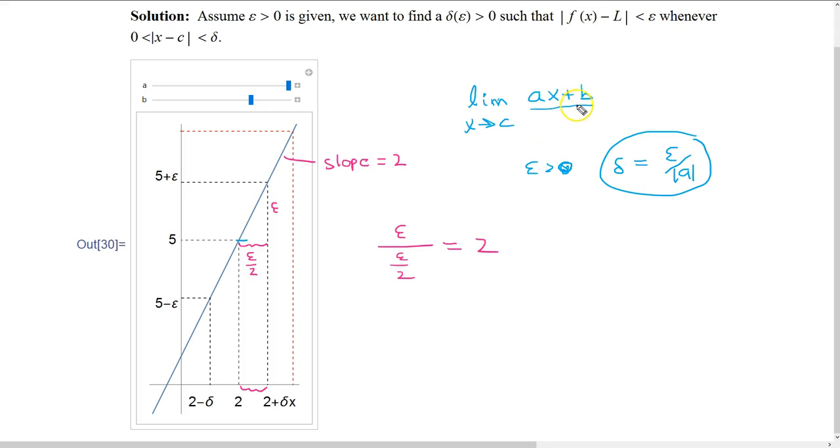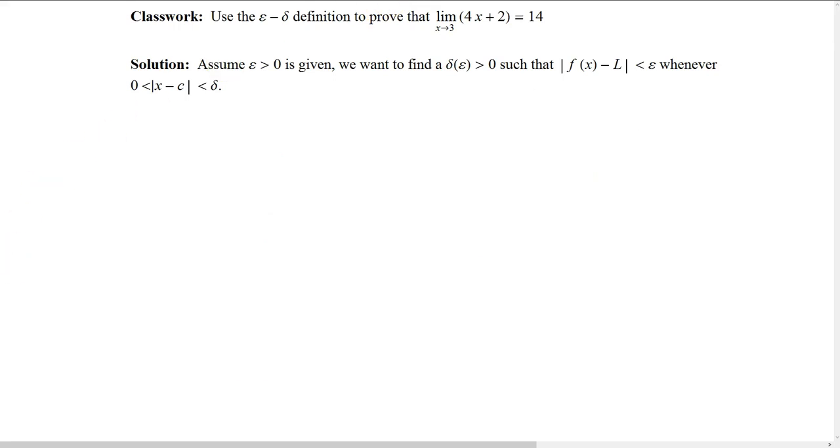So let's take a look at this problem. Now I'd recommend that you pause the video here and try this one on your own. Try to prove that the limit as x approaches 3 of 4x plus 2 is 14. Notice if you plug the 3 in for x, you do indeed get 14 back. So try this one on your own. So assuming that you've done that, I'm going to go through the answer now.